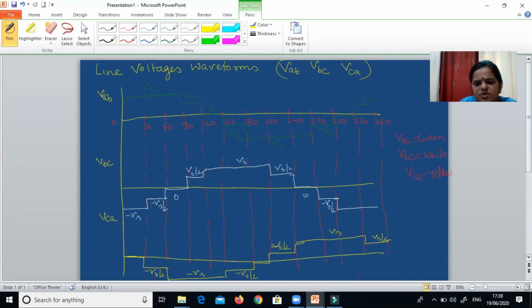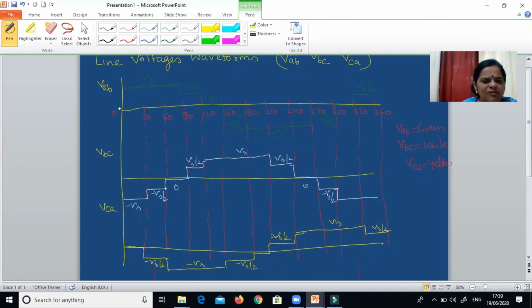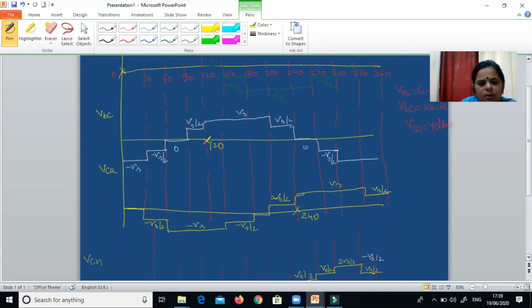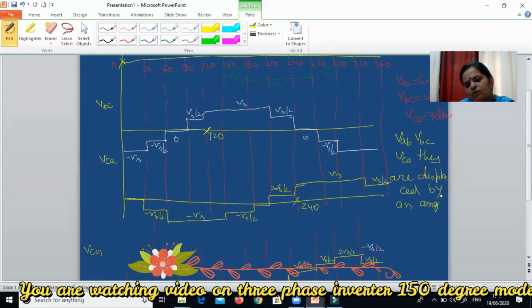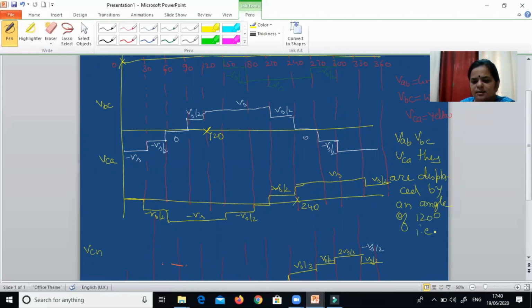If you closely observe these waveforms, VAB has Vs at 0, and the same value of Vs VBC has at 120, and VCA has at 240. So it concludes that VAB, VBC and VCA are displaced by an angle of 120, and that is three-phase AC supply.